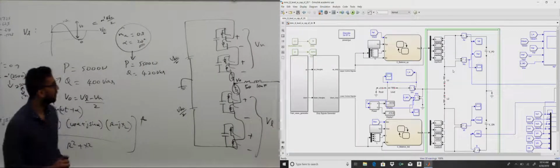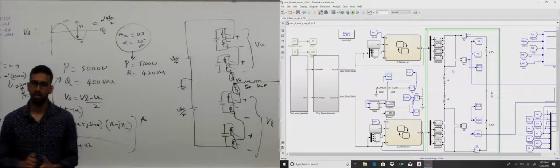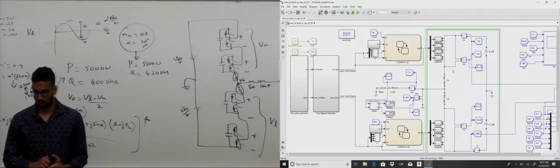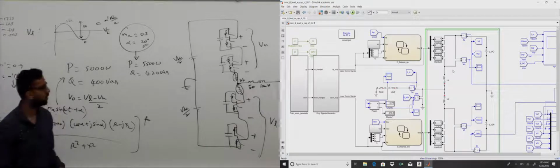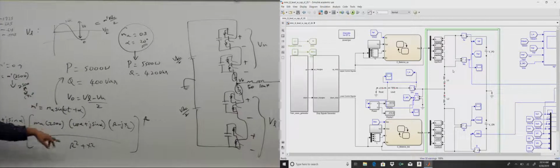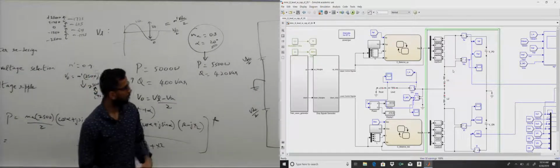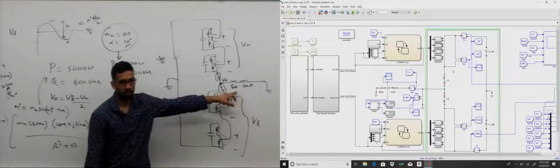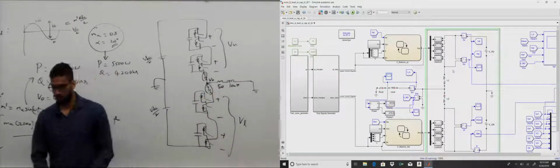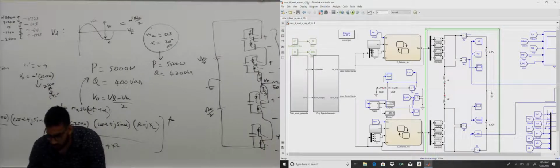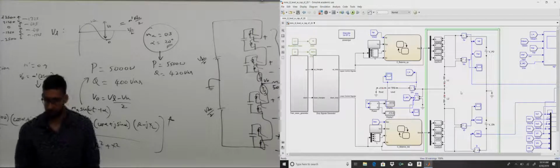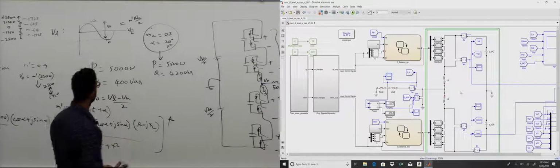The main solving involved here is finding out MA and alpha, and you do it for this case, for this R and L. That's the first question. We can go to the next question now.